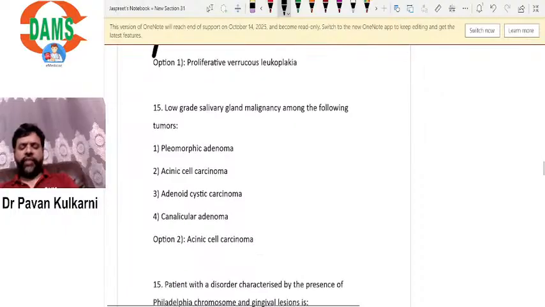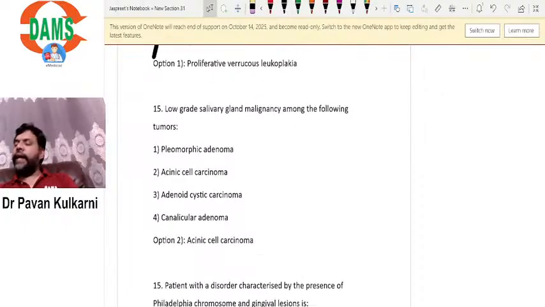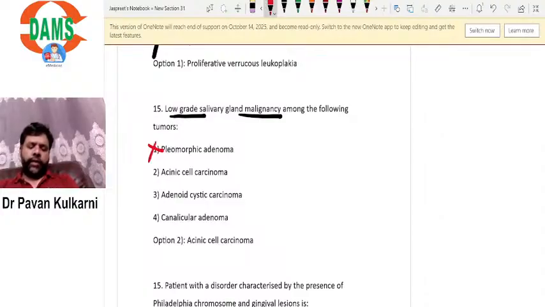Okay, let us move to the next, 15th question. Low grade salivary gland malignancy among the following tumors. The question they are asking is low grade salivary gland malignancy. Is pleomorphic adenoma a malignancy? No. So clearly I can rule it out. Acinic cell carcinoma is a malignancy. Adenoid cystic carcinoma is a malignancy. Canalicular adenoma again is a benign tumor, not a malignancy. So there are 2 malignancies. Among the 2, one is low grade, one is high grade.